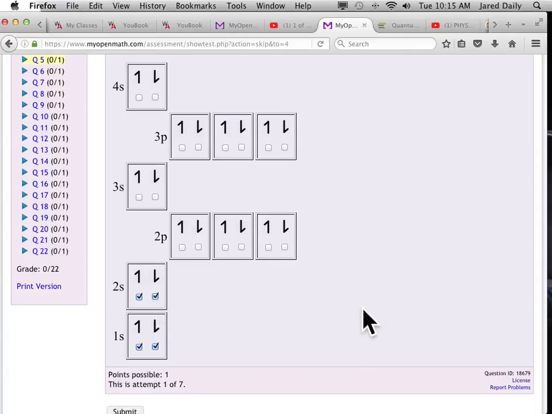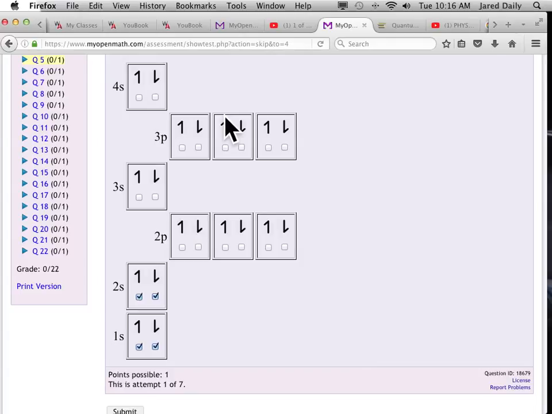Now I said that the first number in these represents the n. Can you guess what the S and the P's stand for? Angular momentum, right. So the S, what is the S going to represent? L equals 0. What does L equal 1? It's a P, right? So the P's are L equals 1.